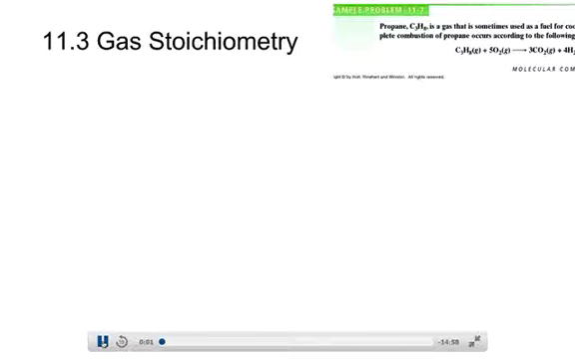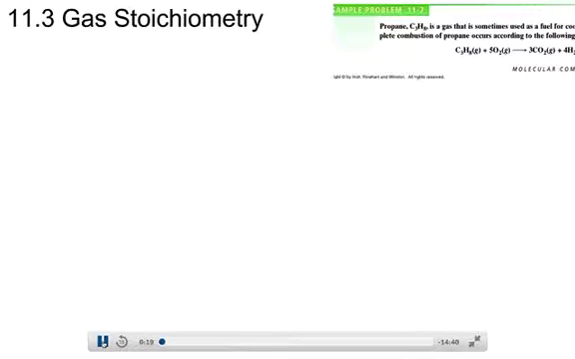All right, in 11.3, we are looking at gas stoichiometry. We've already actually done a little bit of gas stoichiometry. We have related compounds through a balanced equation in relation to the volume of space that they occupy. But I guess we'll do it in this section with a little bit more focus here. So 11.3 is gas stoichiometry.